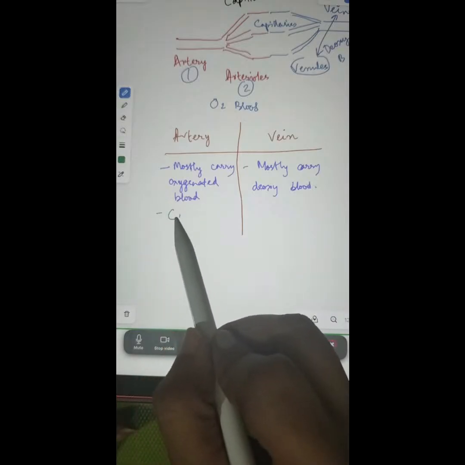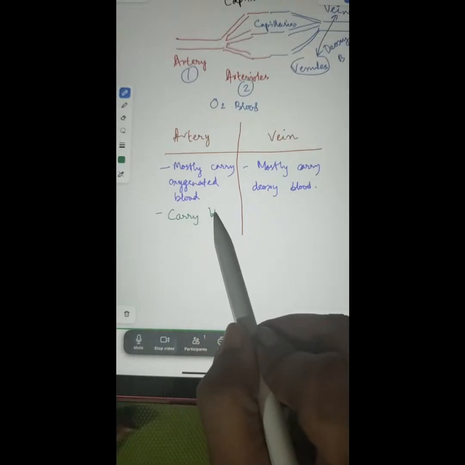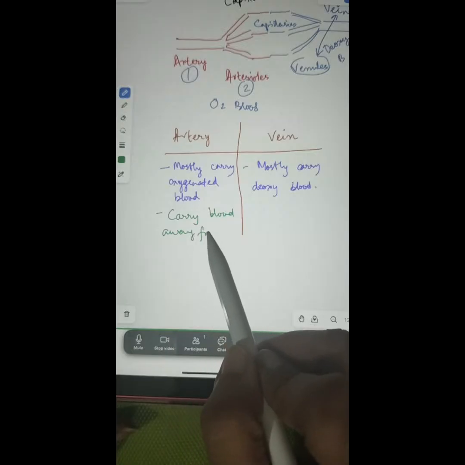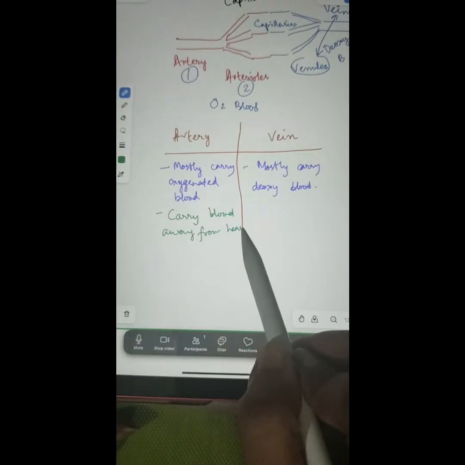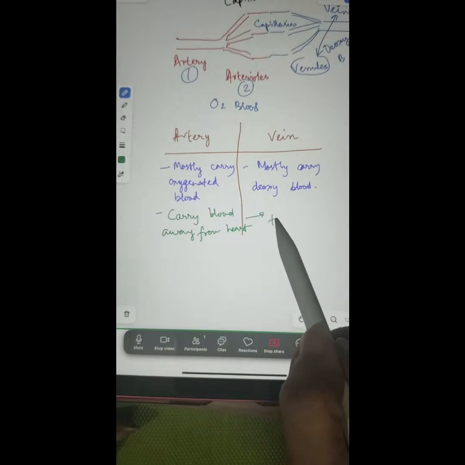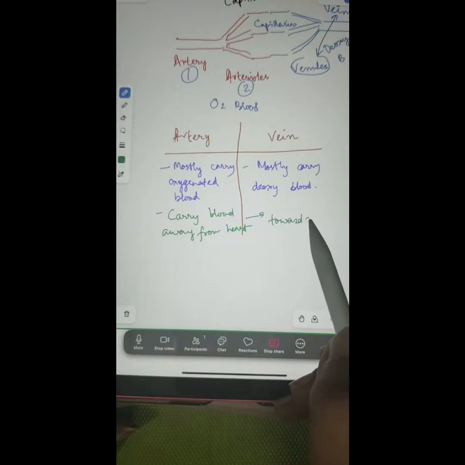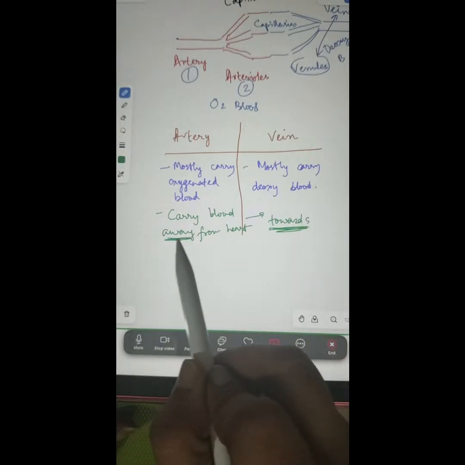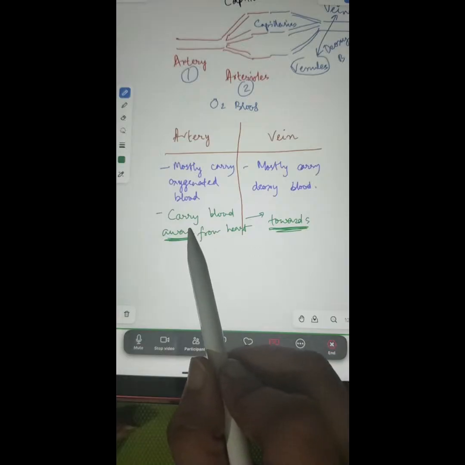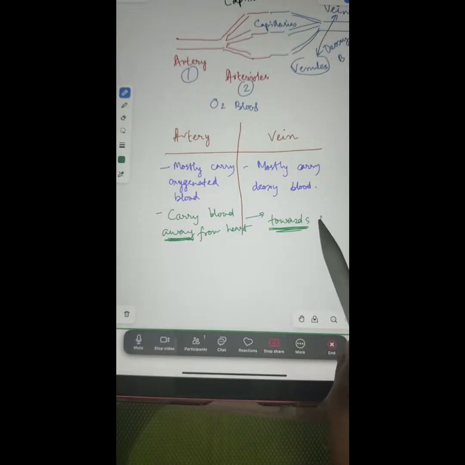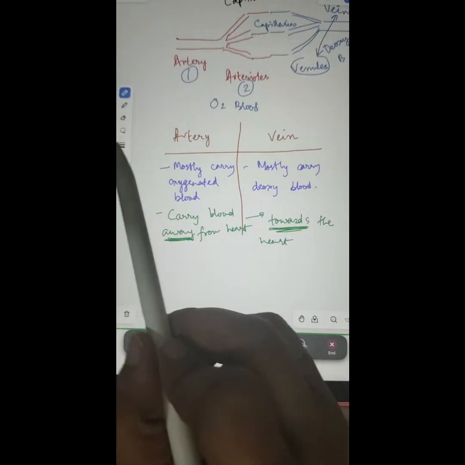Arteries always carry blood away from the heart. And what are you going to write here? Veins always carry blood towards the heart. So I'm writing towards, rest everything will be the same. You will be writing here: carries blood towards the heart. As I'm speaking, you can write on your own.